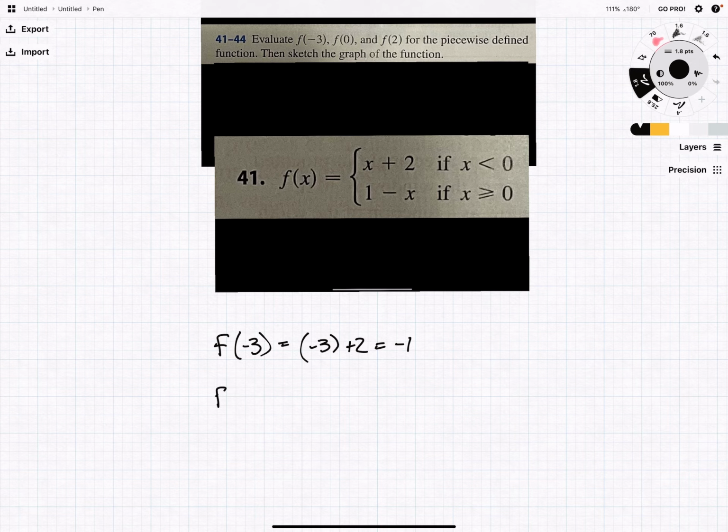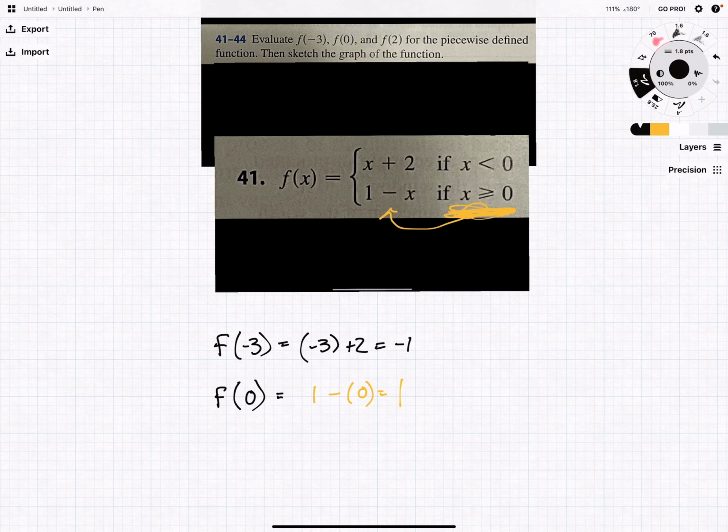Next we have f of 0. And this is where we have to be very attentive to our greater than, less than signs and keeping track of where the equals sign is as well. If we look at this bottom part of the piecewise function, it says x greater than or equal to 0, then we're going to use 1 minus x. So we're going to do 1 minus 0, and that will give us, not 0, sorry, that'll give us 1.